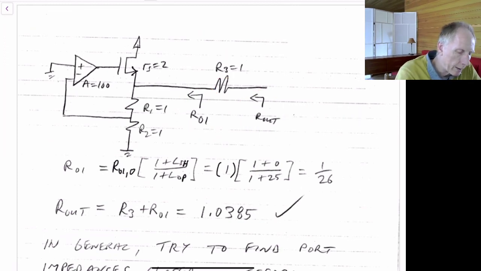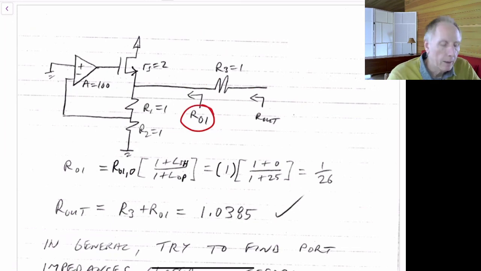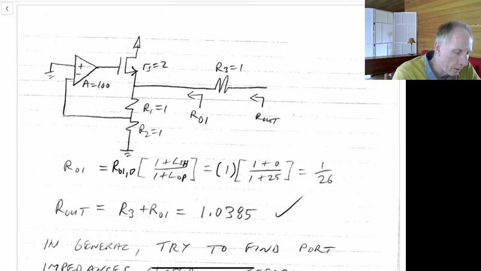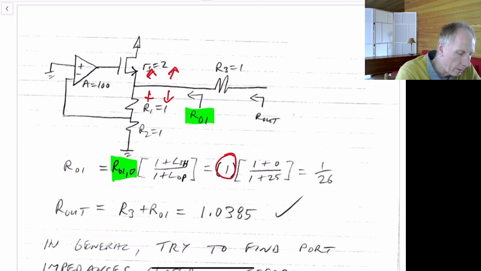So then what we expect is hopefully it's much easier to find this, because then either L sub OP or L sub SH is going to be 0. And if one is 0, then we only have to calculate the other. So for this, we have that R sub O1 comma 0 is the impedance looking down in parallel with the impedance looking up. That's going to be 2 ohms looking down in parallel with 2 ohms looking up, so it's 1 ohm. So we have that from before.